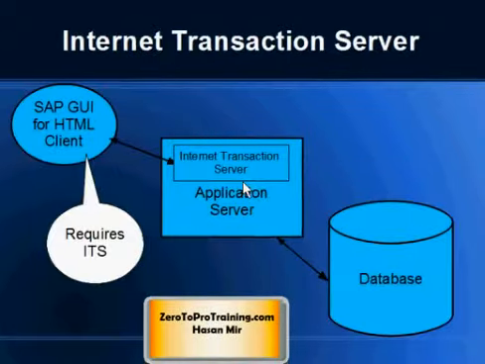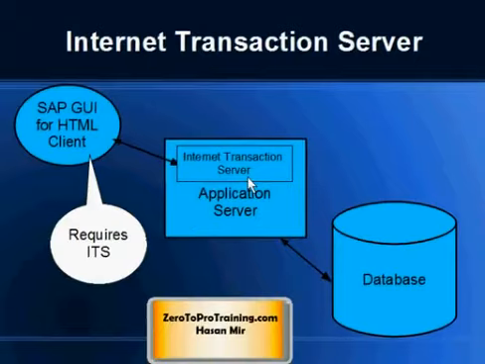Keep in mind that SAP GUI for Windows and SAP GUI for Java require you to install these clients on your computer. They are software that you install on your computer to talk to the application server. But in the case of SAP GUI for HTML, you're simply using your browser. You need to install additional software on the application server node, called Internet Transaction Server, also known as ITS. Once installed, it will let you use the browser to talk to the application server.